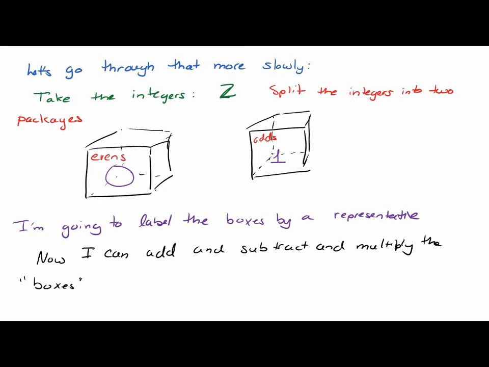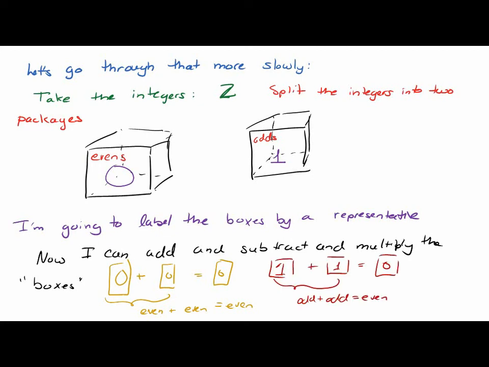That representation is all I need to talk about addition and multiplication. I can add and subtract the entire boxes. 0 plus 0 is really even plus even. Take two evens and add them, what do you get? Even. So 0 plus 0 is 0. 1 plus 1 is 0, right? Because if you take an odd number and add an odd number, you get an even number. So I can literally add the boxes together.